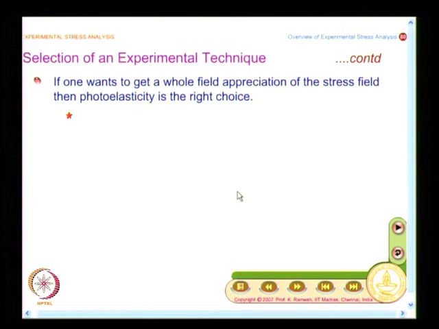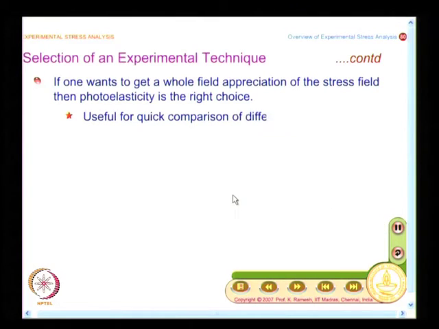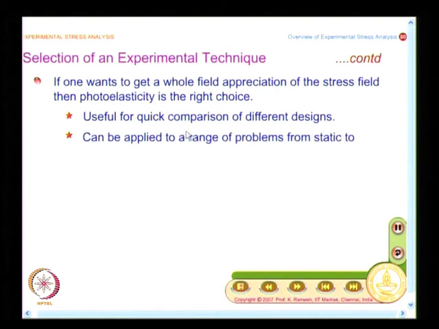If one wants to get a whole field appreciation of the stress field, then photoelasticity is the right choice. If I use photoelasticity, I get sigma 1 minus sigma 2 contours. In fact, we have looked at how the fringe field looks for different problems of stress concentration. We could see it for a circular hole, an elliptical hole and a crack, and we could quickly appreciate that a crack is more dangerous. It gives you that information, you get a feeling for it. And we have also seen it is useful for quick comparison of different designs, which we have looked at.